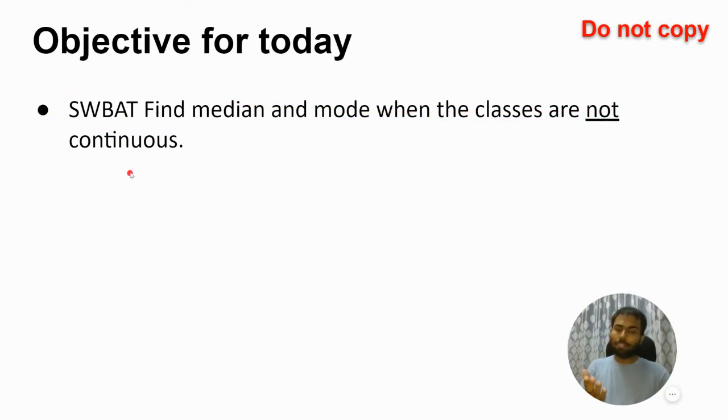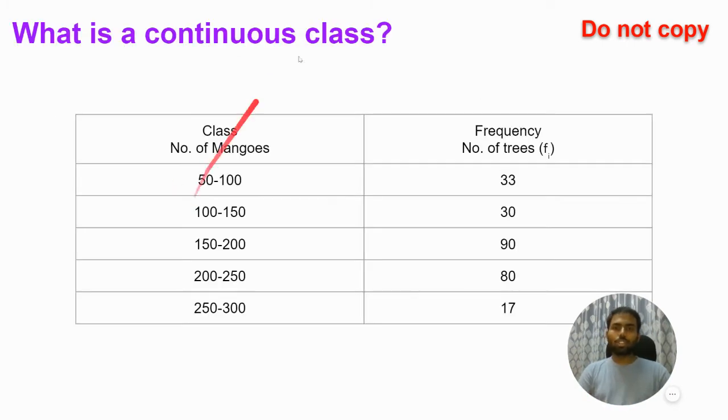जब continuous होते, that we have already seen in the last two learning sessions. Today we're going to see what do we do when the classes are not continuous. I have said in the step that you have to make them continuous. कैसे continuous बनाना है, that we are going to see today. Okay, so what is continuous class?